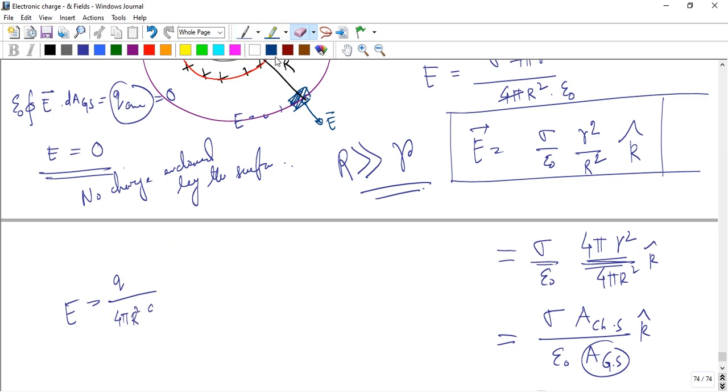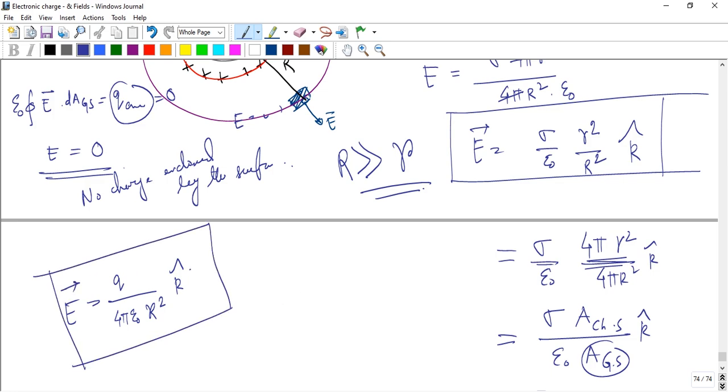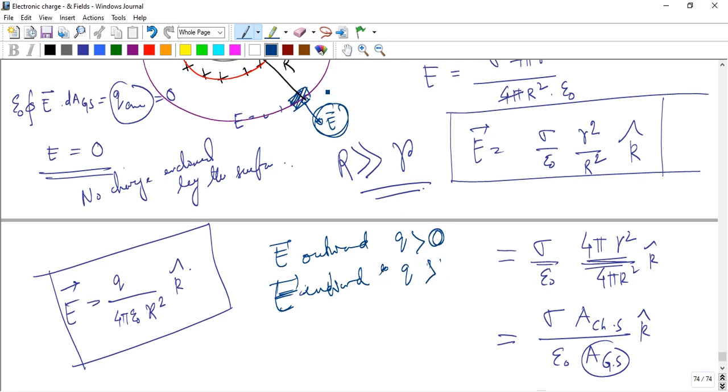Actually, if I put 4 pi epsilon naught r squared, that is the simple electric field. So if E is outward, it means Q is greater than 0, Q positive, and if E is inward, sorry, Q is negative.